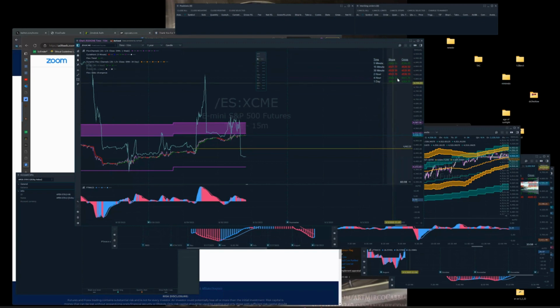So there's slope and cross. I wish there was a better example of one that's sloped down and crossed up, but if the slope is green, it means it's sloped up. If the cross is green, it means it's crossed up. If your slope is red, it means it's sloped down. If your cross is red, it means it's crossed down. So you can have something that's sloped up and crossed down, or sloped down and crossed up.